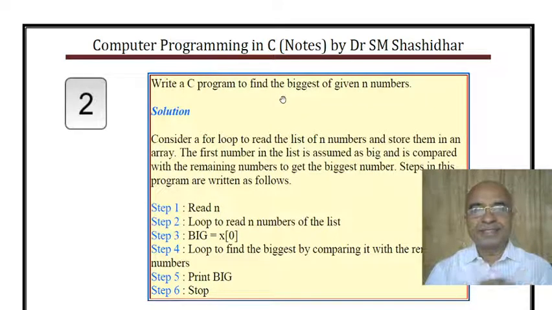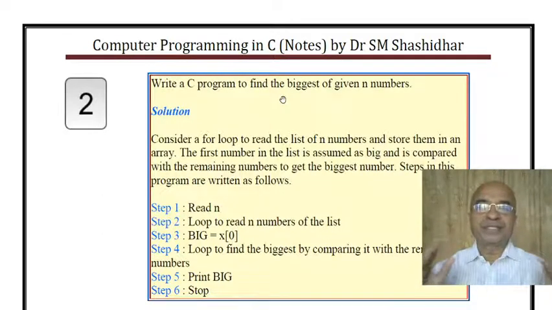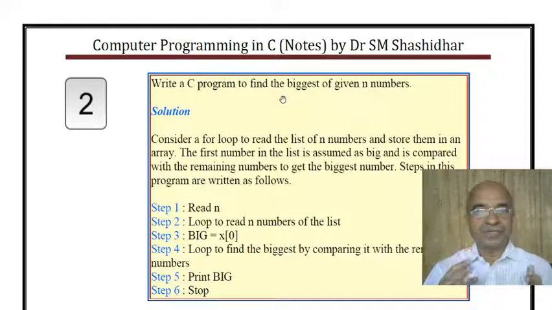We shall write a C program to find the biggest of given n numbers. Solution: consider a for loop to read the list of n numbers and store them in an array. The first number in the list is assumed as big and is compared to the remaining numbers to get the biggest number. This is the concept of this program, to find and print the biggest of given n numbers.